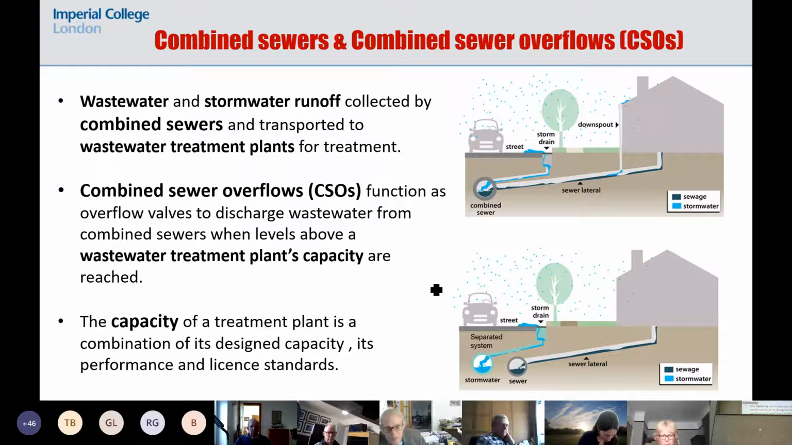Combined sewer overflows function as overflow valves. So this is when water is discharged, when the flow exceeds the capacity of the plant, right? And normally this is because of rainfall. The capacity of the plant is a complex issue to understand, but it's really a combination of design capacity, performance, and license controls. Okay, so we'll try and understand that a bit more.